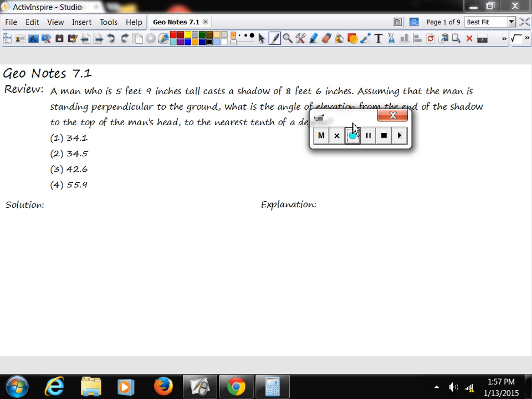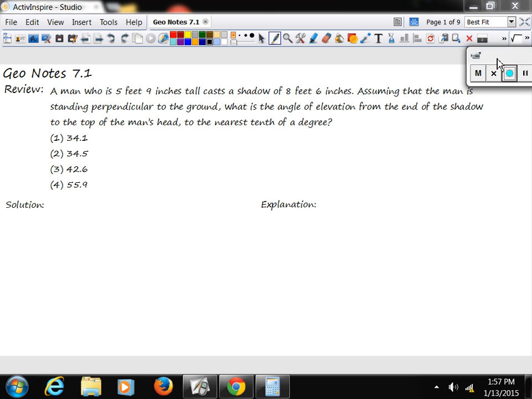All right, starting with a review problem from last semester. It says a man who is 5 feet 9 inches tall casts a shadow 8 feet 6 inches. Assuming that the man is standing perpendicular to the ground, what is the angle of elevation from the end of the shadow to the top of the man's head to the nearest tenth of a degree?